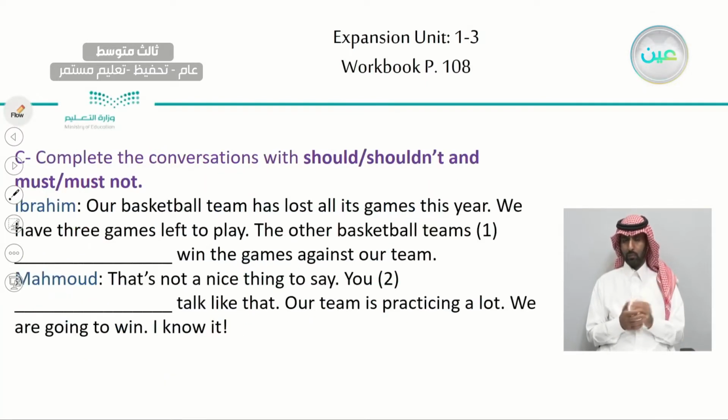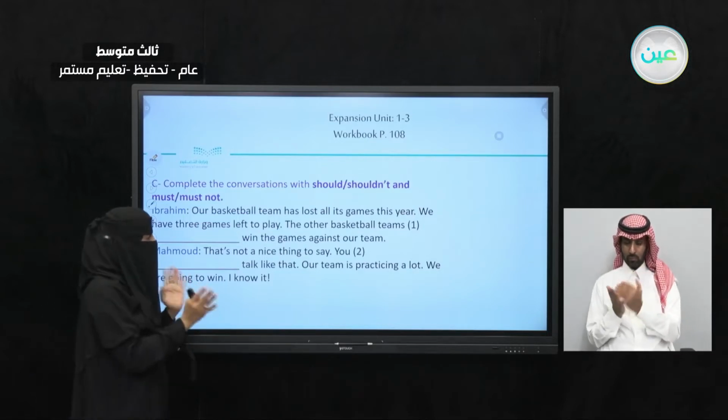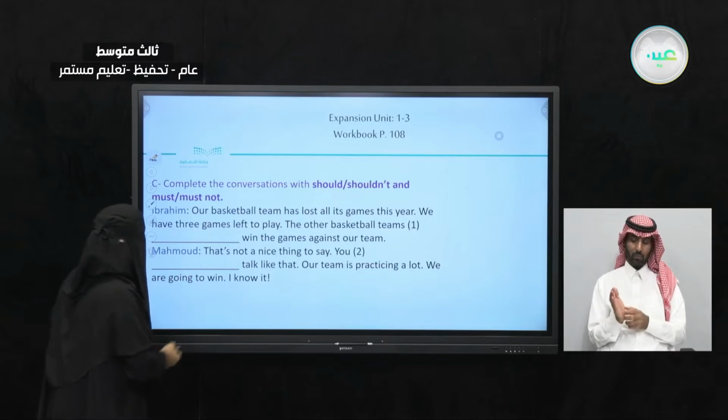Now moving on to page 108, we have exercise C. Complete the conversation with should, shouldn't, must and mustn't. Based on the statement, you have to think which one you're gonna use. Remember the difference between should and shouldn't and mustn't. Should and shouldn't, we use when we are giving advice. And must and mustn't, we use when we are talking about rules. This is the difference between the two, okay?